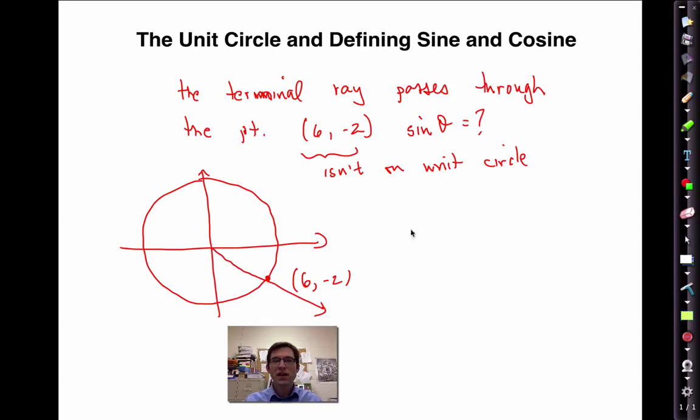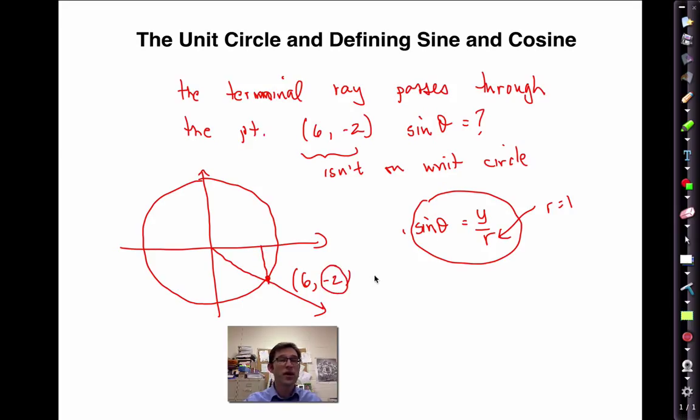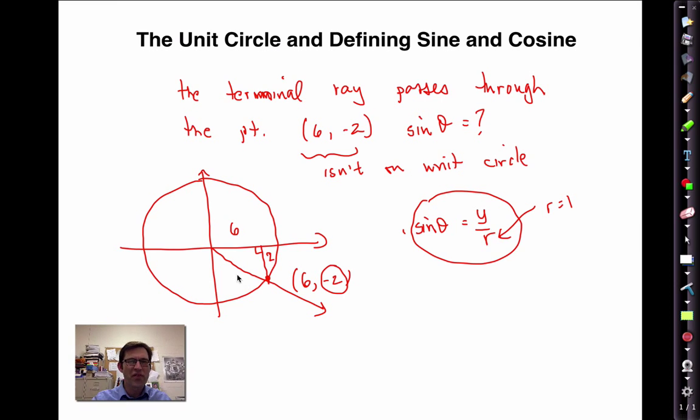Well, look, at the end of the day, the sine of the angle is y divided by r. That's what it is. Only on the unit circle, where r is 1, can I say sine is y. But I know y is -2, that's good, but I would need to find the radius, and that would be easy, right? I'd get 6 here, I'd get 2 there. I'd do a little bit of Pythagorean theorem.